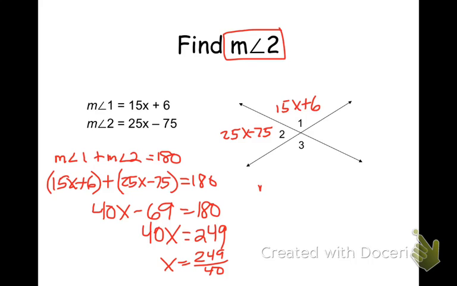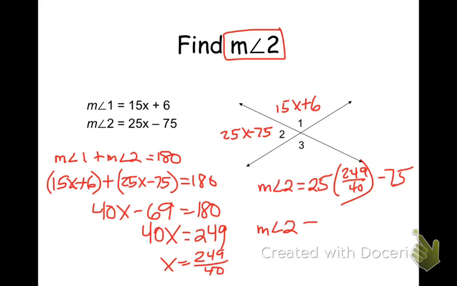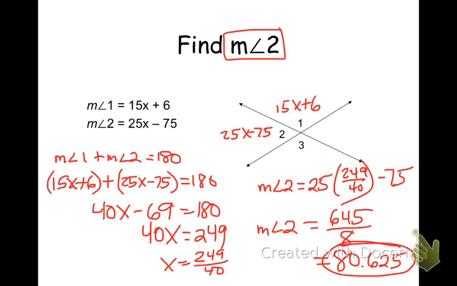Now we're finding the measurement of angle 2. So what we want is to substitute 249/40 in for x in the expression for the measurement of angle 2, and that angle is equal to 645/8, which is equal to 80.625.